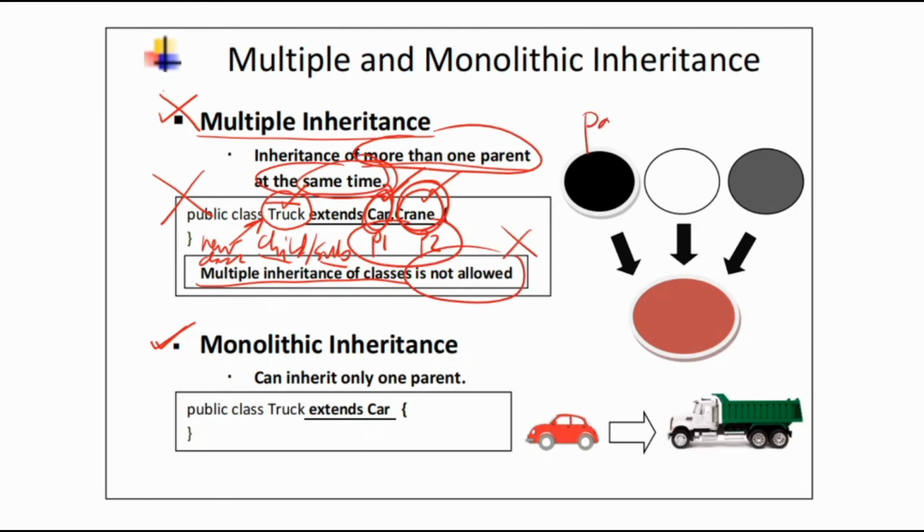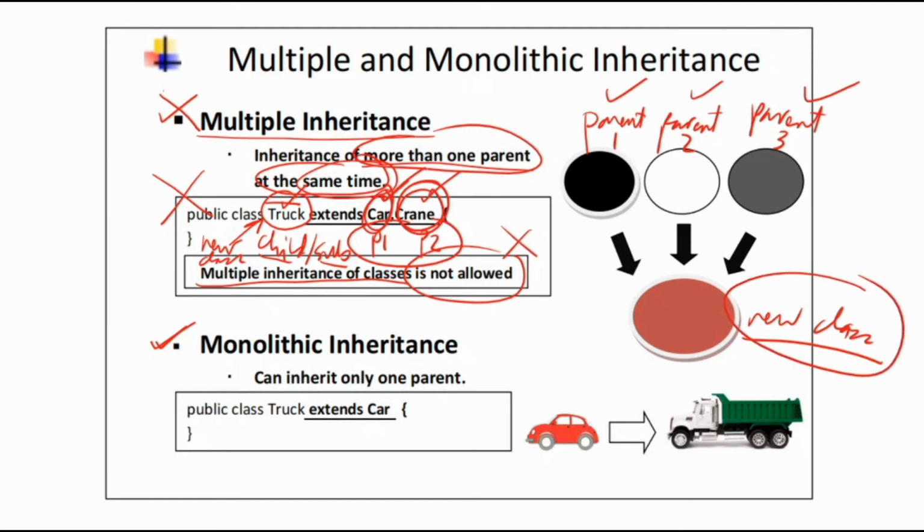For example, this is parent 1, this is parent 2, and this is parent 3. And this is the new class we want to define. We want this new class to inherit from all these three parents. We want this new class to possess all the features of parent 1, parent 2, parent 3. Say for example, this is child C1 and this is P1, P2, and P3. We want to define C1 this way.